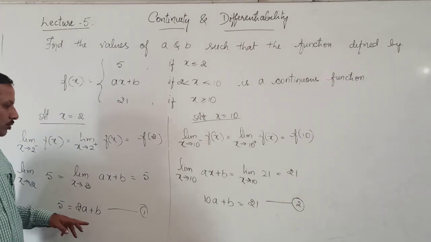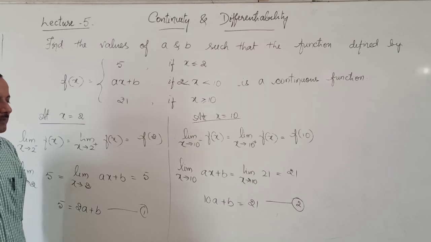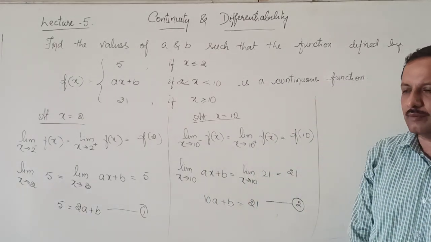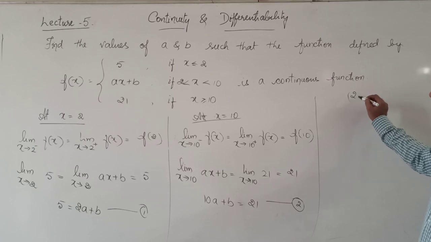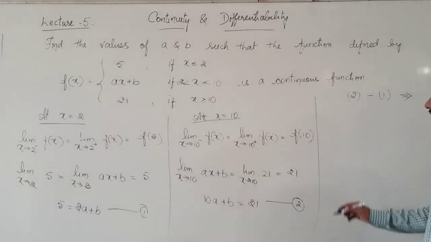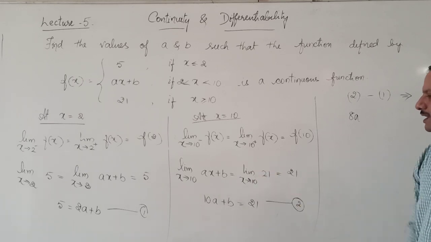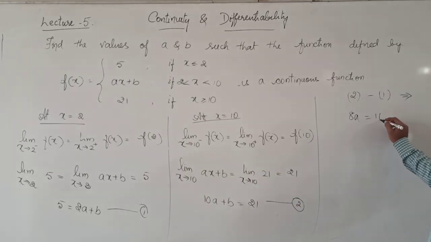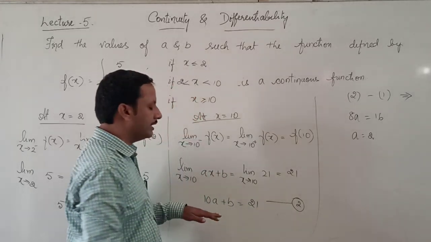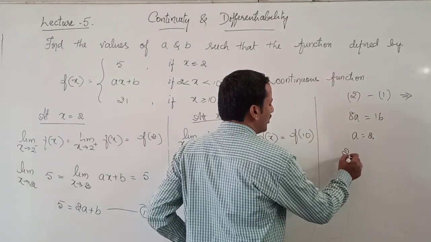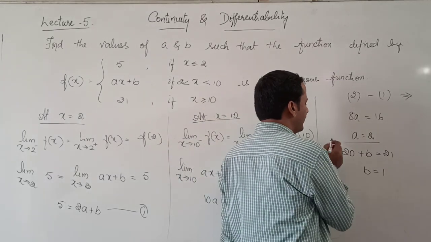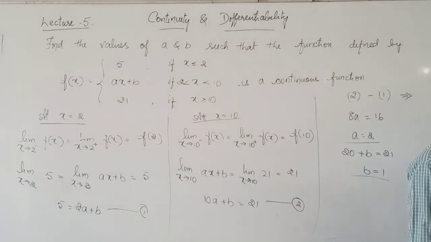Okay. So here we have 2a plus b is equal to 5, and there we have 10a plus b is equal to 21. So we have two equations in two unknowns. So solve them to get the values of a and b. I'll go for equation 2 minus equation 1. 10a minus 2a, that will give you 8a. b minus b gets cancelled. 21 minus 5 is equal to 16. This will give you a is equal to 2. a is equal to 2, I will substitute it in equation 2. That will give you 20 plus b is equal to 21, which means b is equal to 1. So here we have the answer. a is equal to 2 and b is equal to 1.